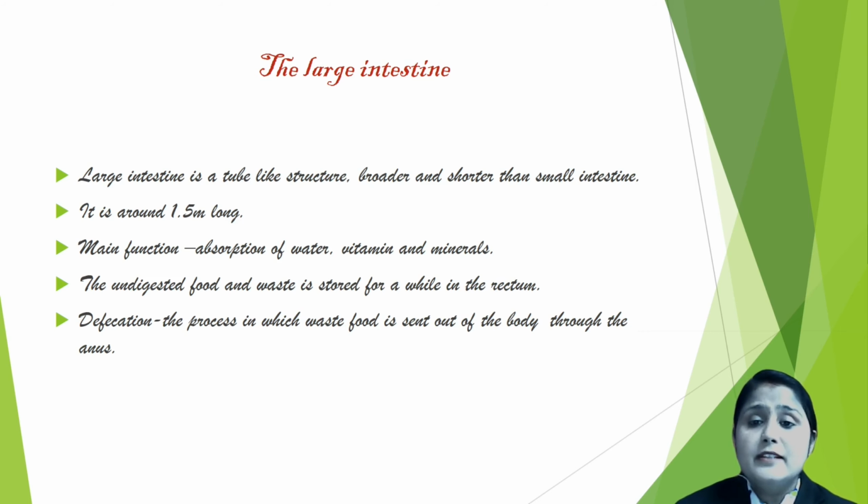Now the undigested food and waste is stored for a while in the rectum, and after that it is sent out of our body through the anus. This process is called defecation. Defecation is the process by which the waste is sent out of our body through the anus. Most of the digestion and absorption take place in our intestine, that is in the small intestine and in the large intestine.